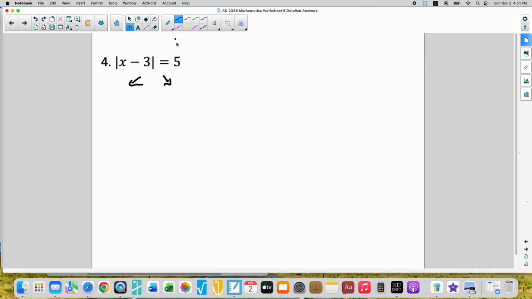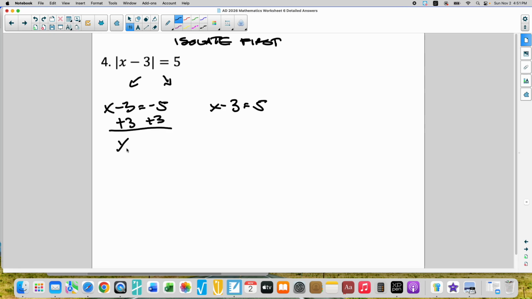Absolute values, we always want to isolate first. Sorry about that. Isolate first. We're going to draw, because this distance can either equal 5 or -5. If x minus 3 was equal to -5, the absolute value of -5 would produce this. And if x minus 3 equaled +5, +5 in here would produce a distance of 5. So we'll add 3. X is equal to -2. We'll add 3. X is equal to 8.